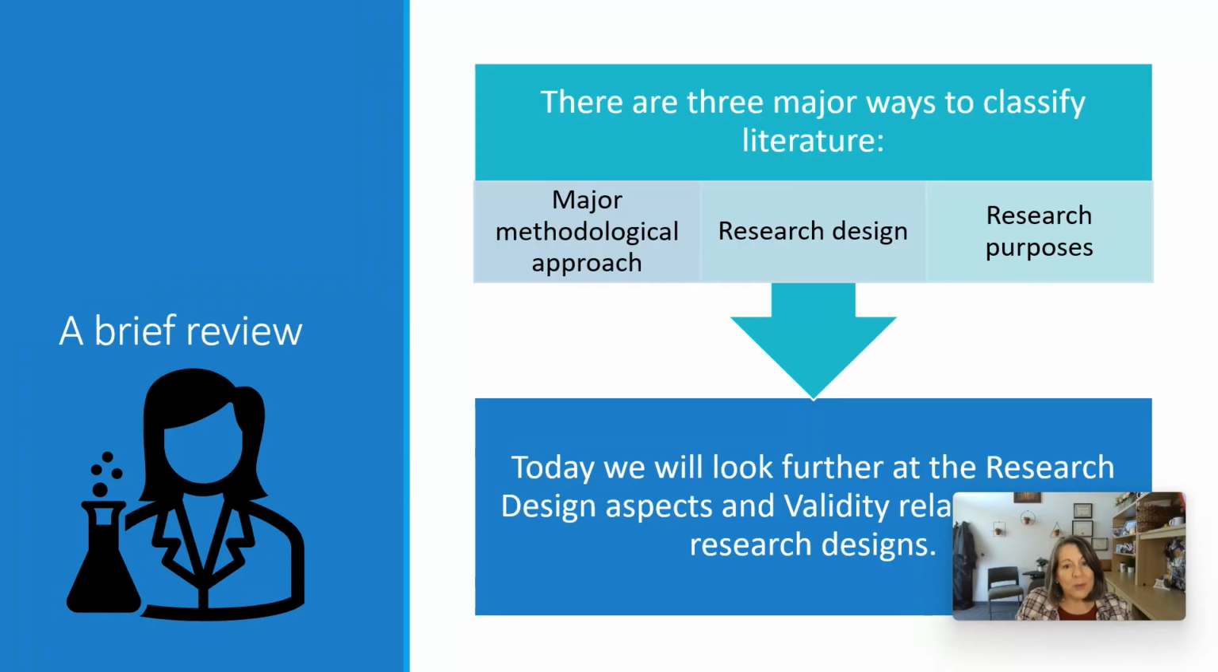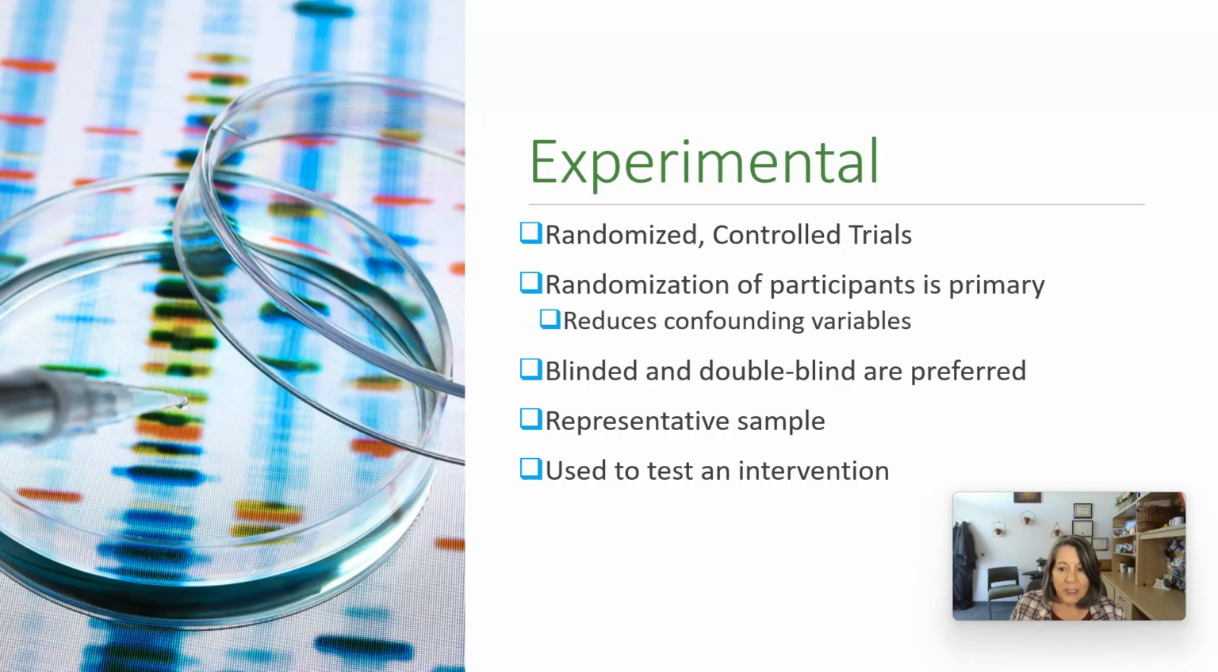Now, this is going to be a review for this part of the talk today. We looked at three major ways to classify literature. We looked at the major methodological approach. We looked at research design and research purposes. And today we're hanging out in research design. We're going to look at these aspects and how each of them have their own validity flaws and concerns, and we'll look at how we can take a closer look at that validity.